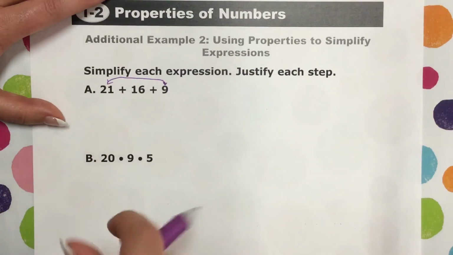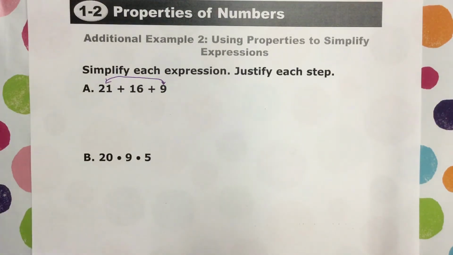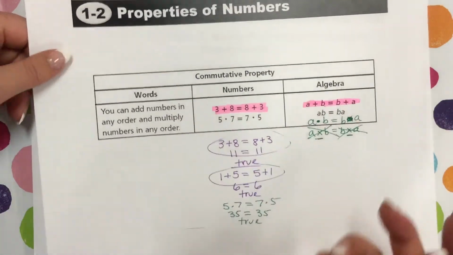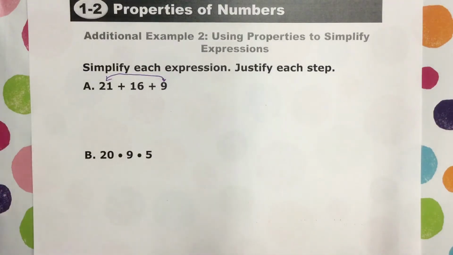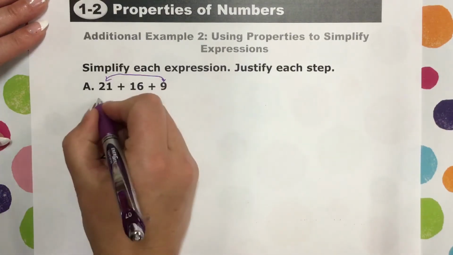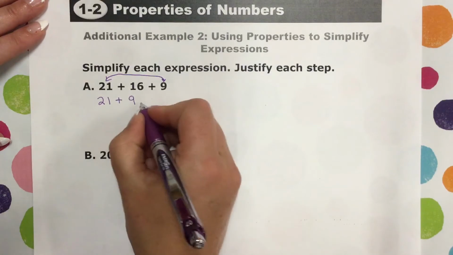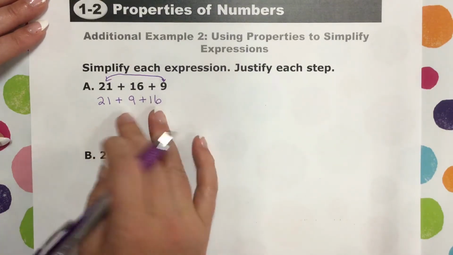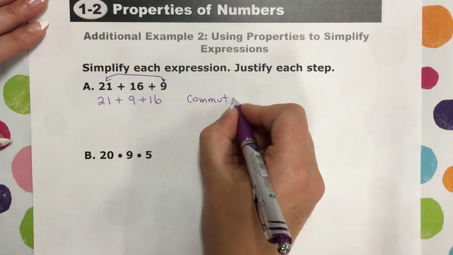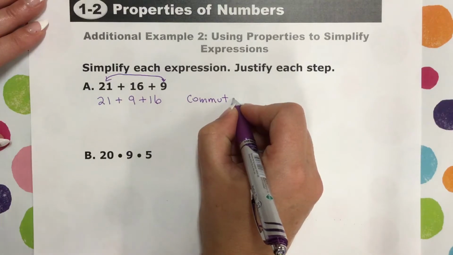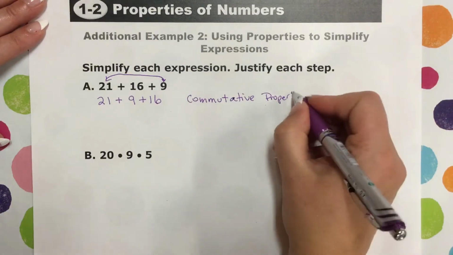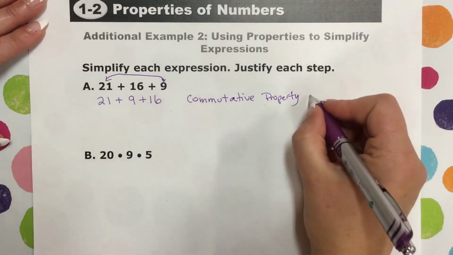So when I'm going left to right, I can't do that because 16 is in the way, but that's cool because I can use the, drum roll please, commutative property, which says that whenever I'm talking about addition, I can just switch the order. So that's what I'm going to do. I'm going to switch the order of the 9 and the 16. So I'm going to go 21 plus 9 plus 16. I just switched the order, which is totally okay because of the commutative property of addition.